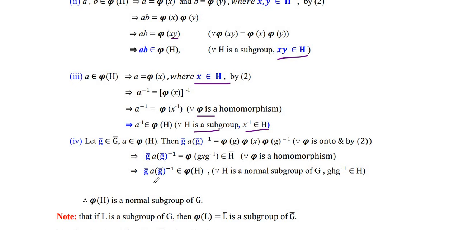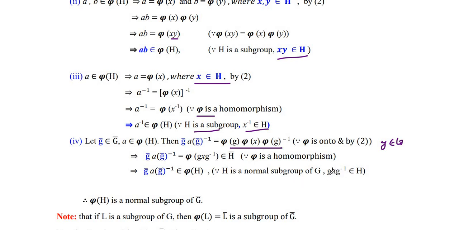And for the normality condition, we consider this: G bar A, G bar inverse. Now, because phi is onto, we can rewrite this G bar as phi of G, where G belongs to capital G. This is because phi is given to be onto from G to G bar. So this is replaced, and A being a member of phi of H is also replaced, and this inverse, because G bar is phi of G, you have this step. Now we have this as such, and because phi is a homomorphism, this is rewritten in this way.